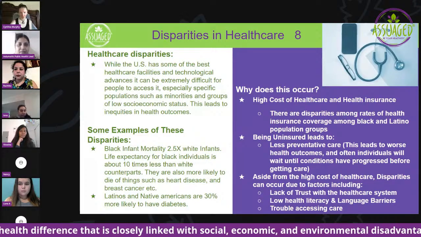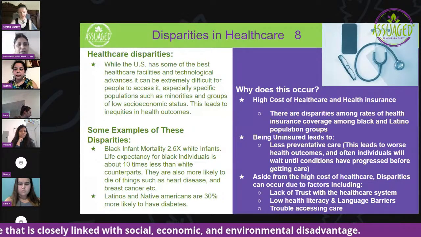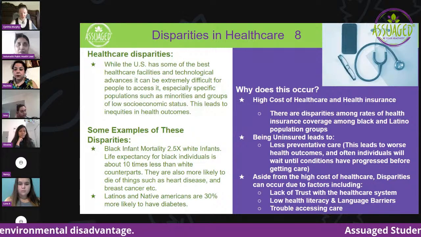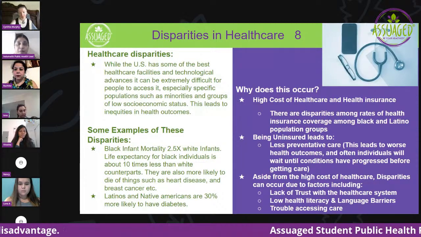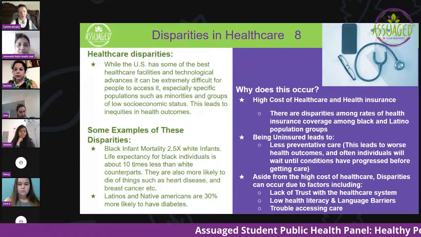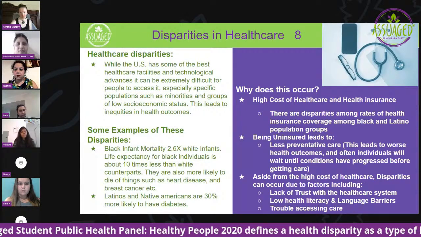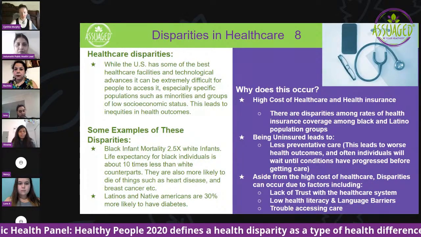Some examples: the Black infant mortality rate is 2.5 times that of white infants, the life expectancy for Black individuals is about 10 times lesser than their white counterparts, and Latinos and Native Americans are 30% more likely to have diabetes. These are certain measures to understand how the disparities are affecting the health of these racial and ethnic minorities.